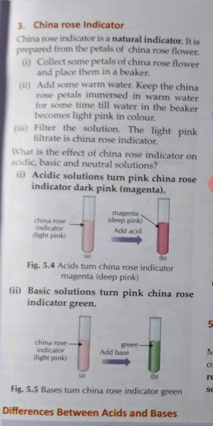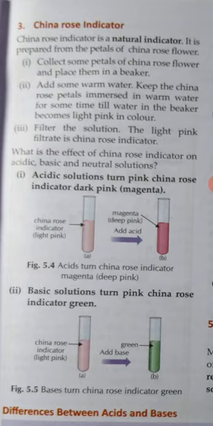China rose indicator. From the petal of this China rose we can extract the juice, and that juice we can use as an indicator. So if you recall, an indicator means a substance which indicates whether a medium is acidic or basic by changing its color. So that is an indicator. So China rose indicator, when we extract the juice of China rose petal, that juice we can use as an indicator.